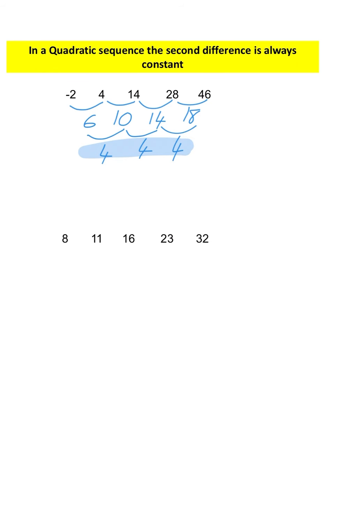Okay, let's do the same in the next sequence. So we have 3, 5, 7, and 9. Then getting the second difference here, so 2, 2, and 2. So because the second difference is constant, that shows it's a quadratic sequence.